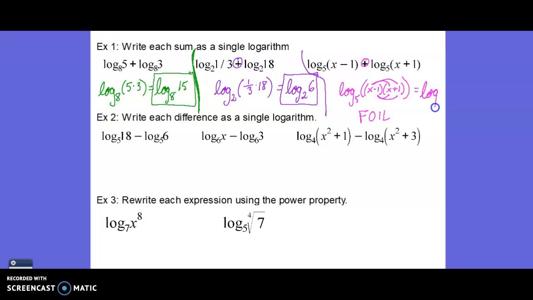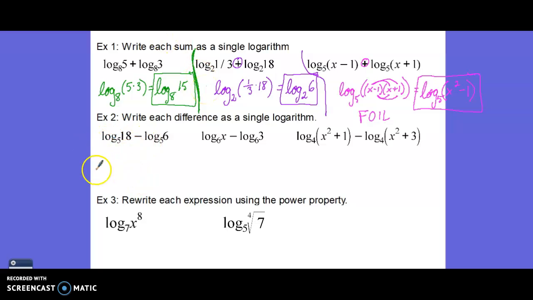So the answer I'll be looking for is log base 5 of (x squared minus 1). And it's nice if you put in parentheses there. So that's the kind of answer I'll be looking for. Make sure that the bases are the same. If the bases are not the same, these rules do not apply. All right, you cannot do these rules if the bases are different.